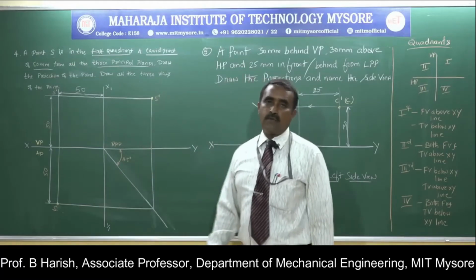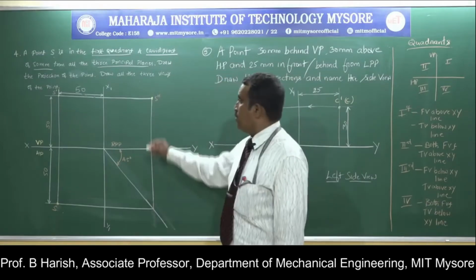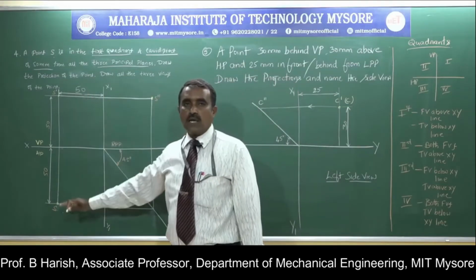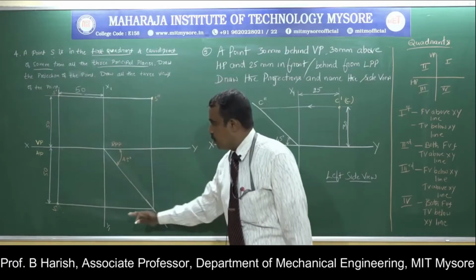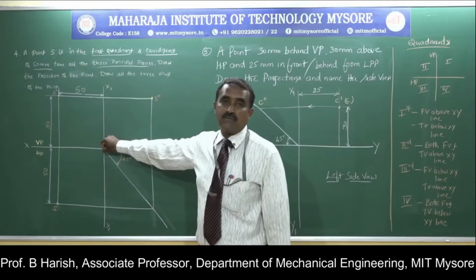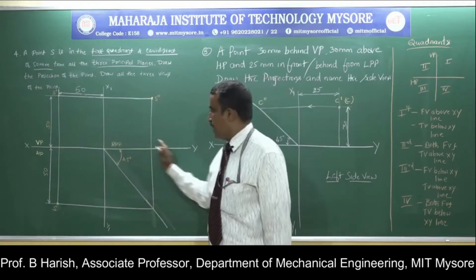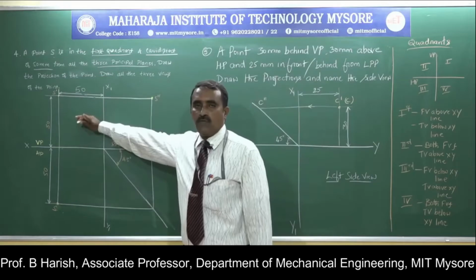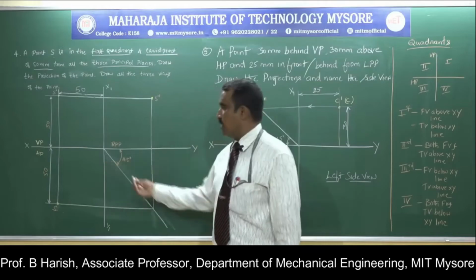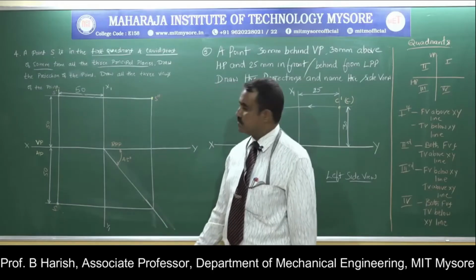Now how to draw the profile view in this condition, where the point is in the first quadrant? I know in this plane I should get the profile view. Here I got the front view, here I got the top view, and here I got one more plane. In this one more plane, at the intersection of the xy and x1y1 line, I'll draw this 45-degree line. This is the vacant plane, where I have to fix the profile view.